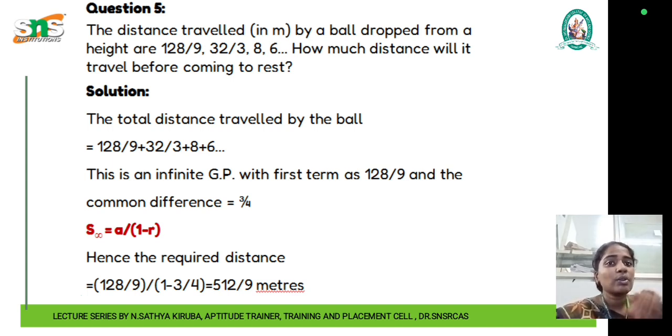So we know what a is, 128 by 9, and 1 minus r is going to be 3 by 4. When we divide the second term by the first term, we will be getting the ratio as 3 by 4. So 1 minus 3 by 4, and we will be getting the total distance equal to 512 by 9 meters. Okay, so this is one type of finding the sum of infinite terms. Have this formula handy, since geometric progression is an important concept in solving higher-level competitive exams.